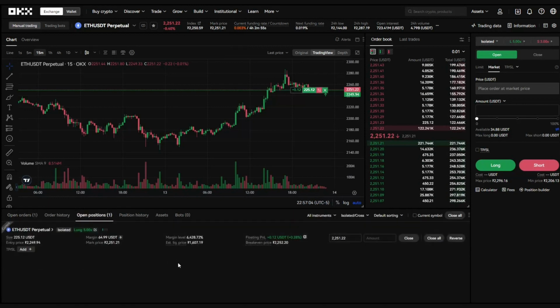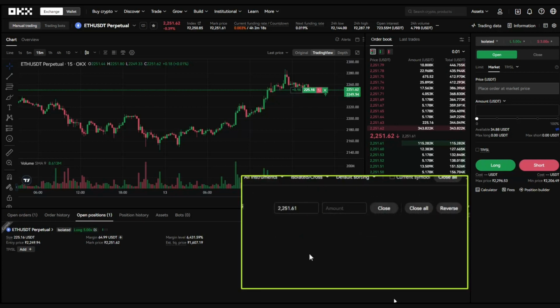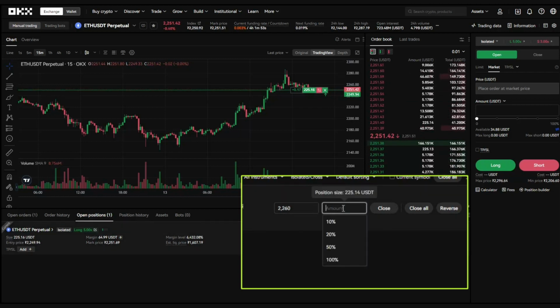If you want to close the trade, you can do so in this section. Here you can choose if you want to close it at the market price, or you can set a specific price. Here you enter the percentage you want to close on the trade, and here you can close it completely. If you have several open trades, here you can close them all at the same time.